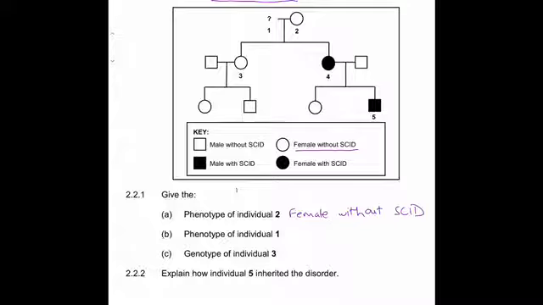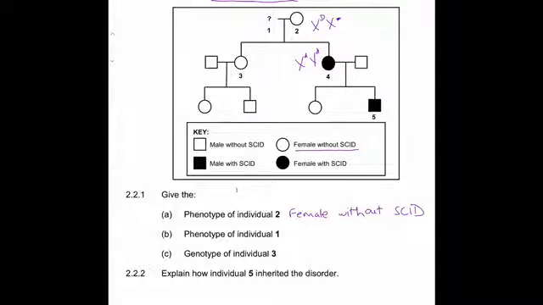Give the phenotype of individual 1. So now we have to work backwards. Individual 4, as you can see from the key, is a female with SCID. So she's going to be X^d X^d. The mother, as we've just seen, is normal in appearance, so X^D X, and we're not sure what that one is.